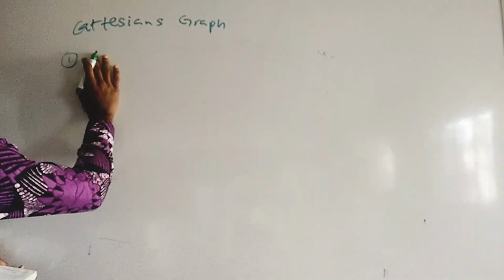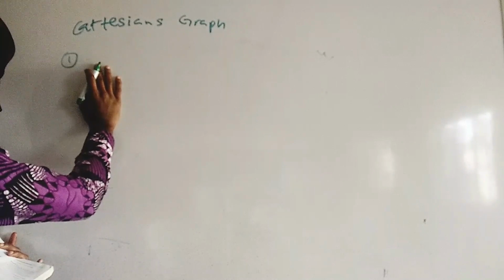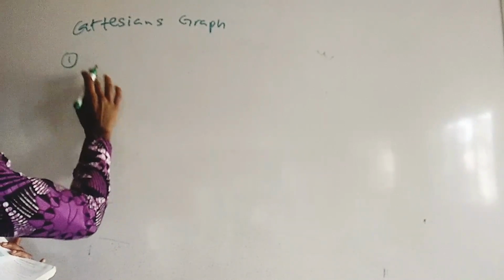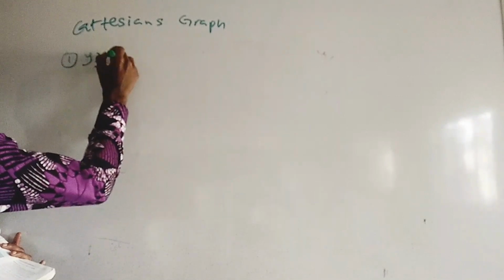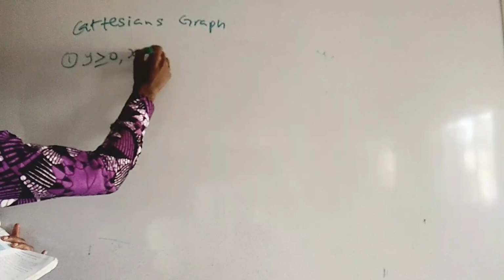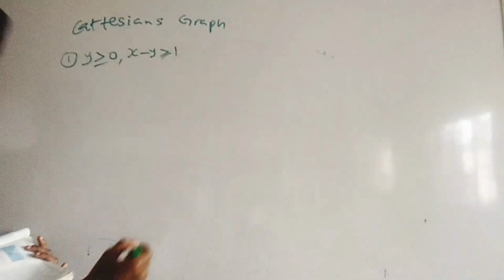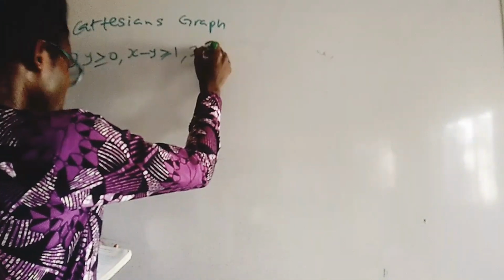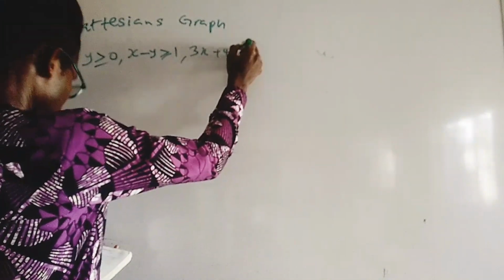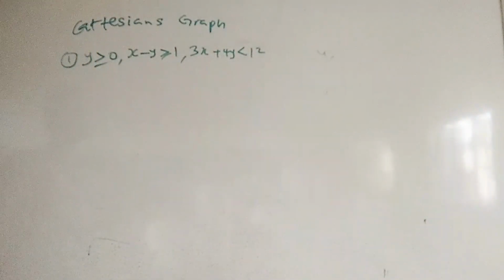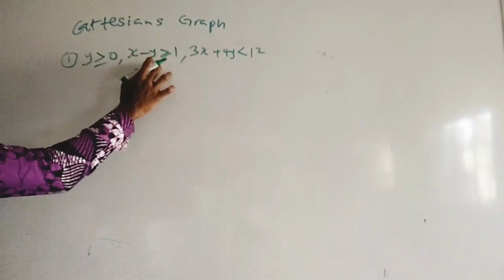The first one, they are asking us to solve for the integral values of x and y making use of what? A graph. We have y greater than or equal to 0, y greater than or equal to 1, and we then have 3x plus 4y less than or equal to 12. Now, what we do is that we solve for each of them. So let's start with the first one.